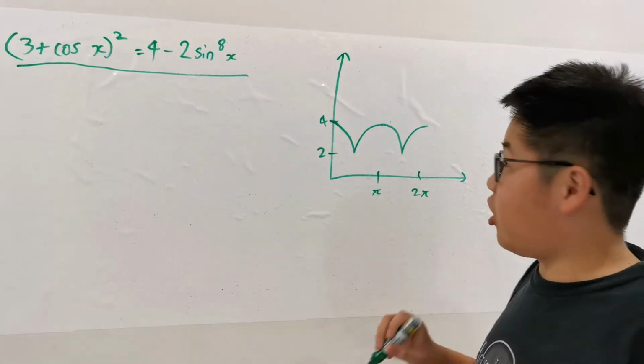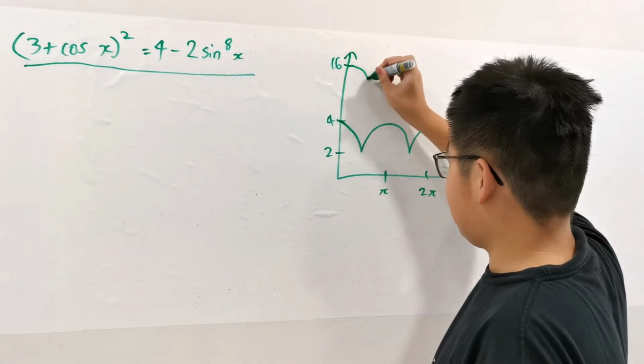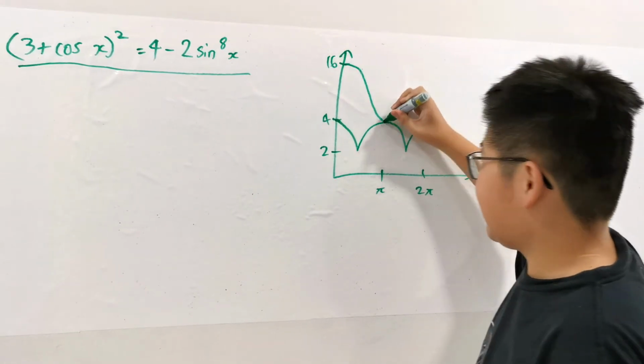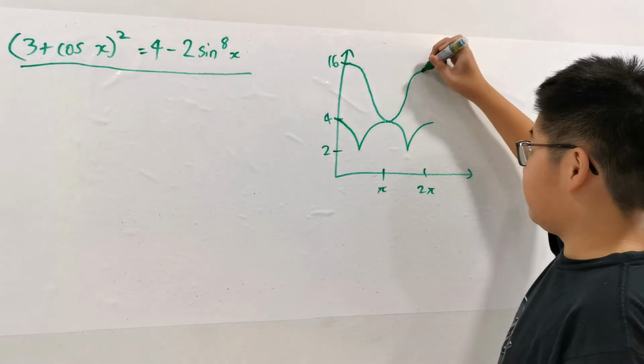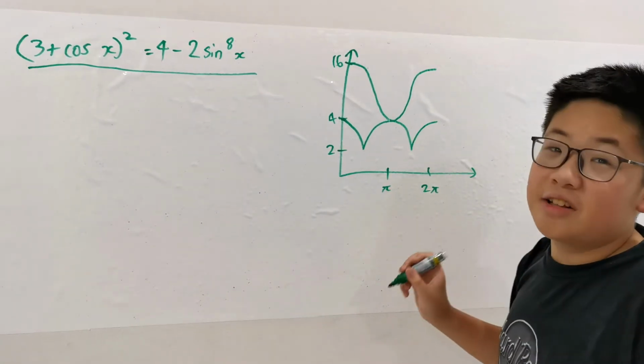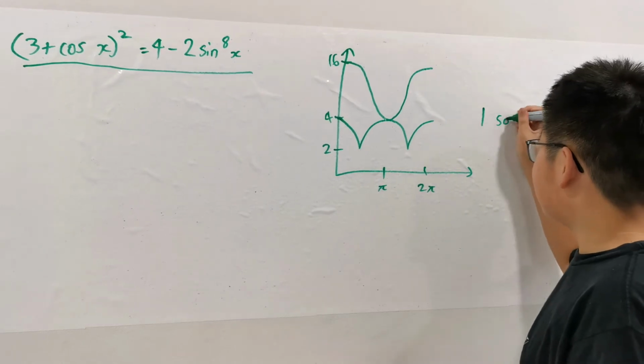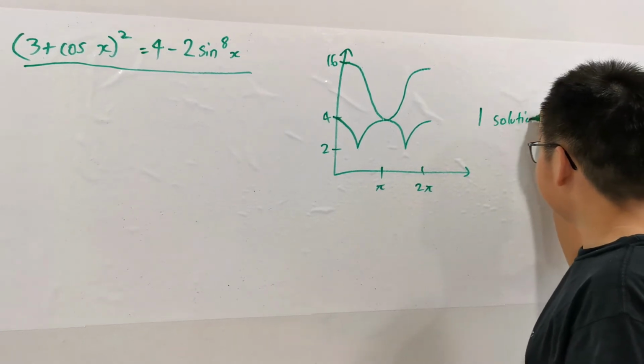Now how about 3 plus cos x squared? We can draw 16 up here, then 16. Hey, would you look at that? It only crosses the graph at one point, and it's at pi. The y value is 4. Hence, this has only one solution.